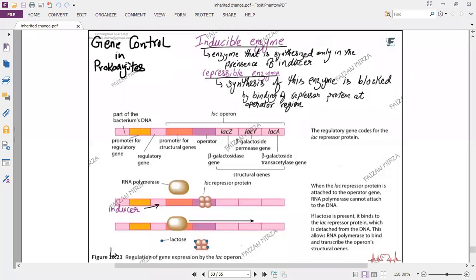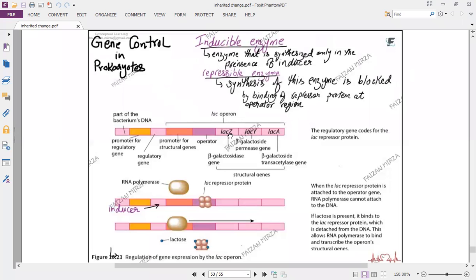We are discussing gene expression today. Gene expression can be discussed at the level of prokaryotes as well as at the level of eukaryotes. The example that we are discussing in prokaryotes basically deals with the lac operon. The lac operon is present in bacteria, for example, in E. coli.